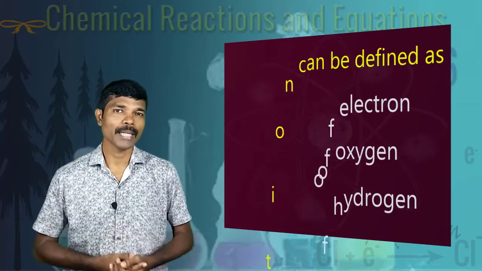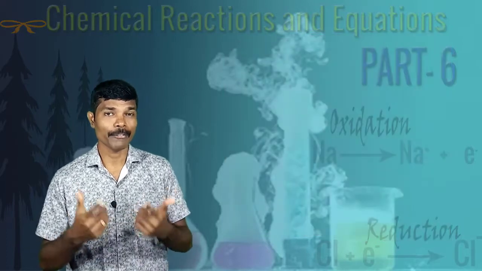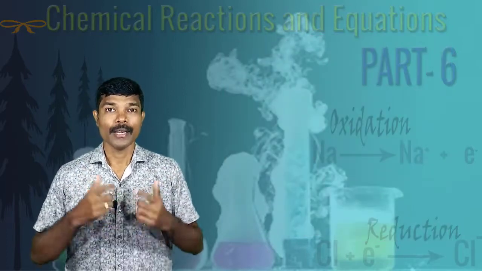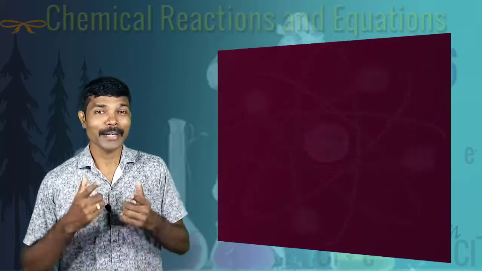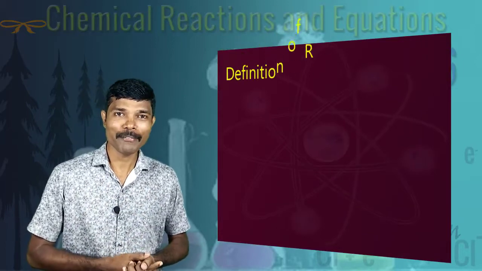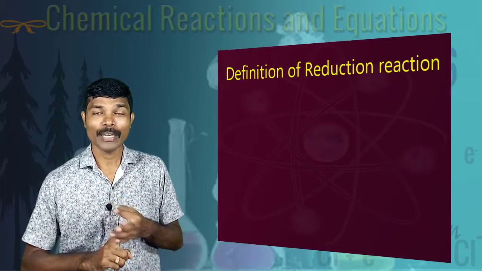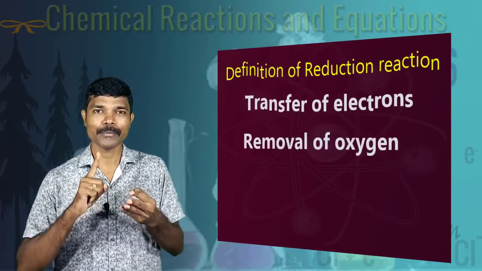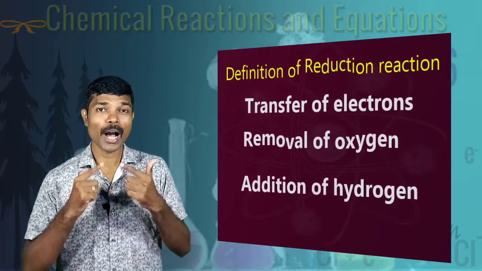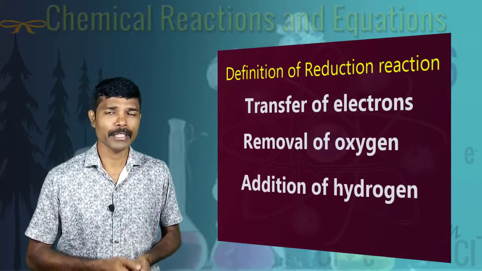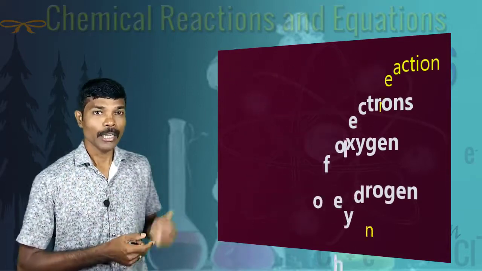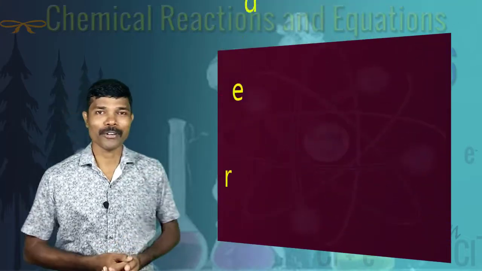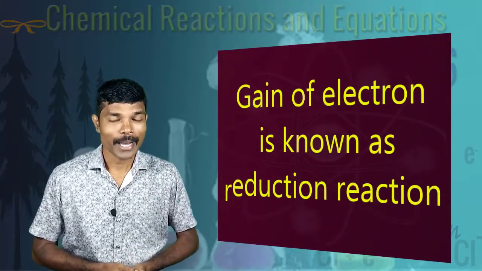Some more examples are there in your textbook that you can refer and go through. Like oxidation reaction, reduction reaction can also be defined in 3 ways: in terms of electron transfer, in terms of oxygen, and in terms of hydrogen. Now we see how reduction reaction can be defined in terms of electron transfer. Here the gain of electron is known as reduction reaction.